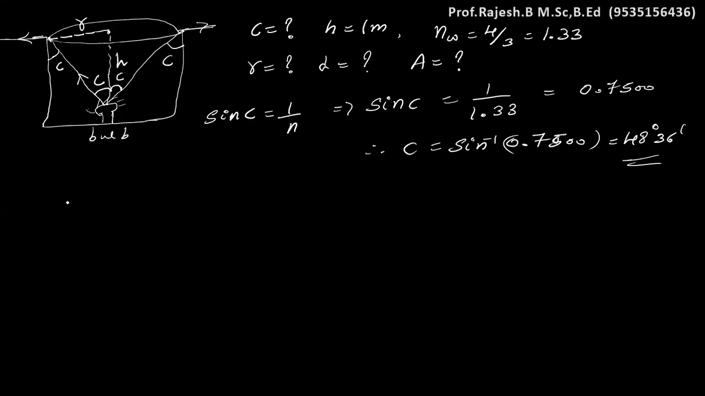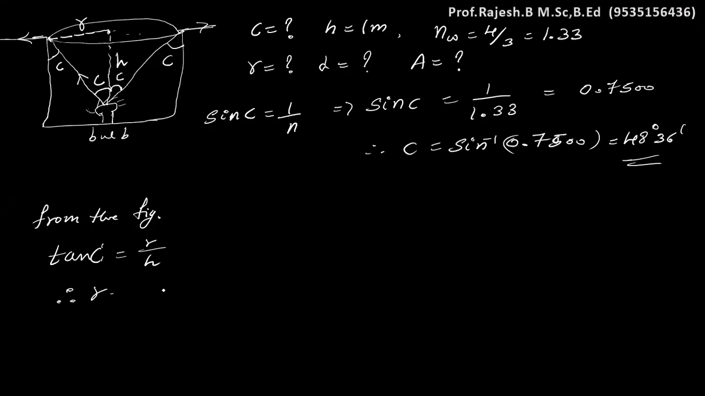Next, we have to find the radius. So from this figure, we can find two triangles here, right? This side is also the radius R only. So consider tan C there. From the figure, tan C, where C is the critical angle, is opposite divided by adjacent. We can write R by H.